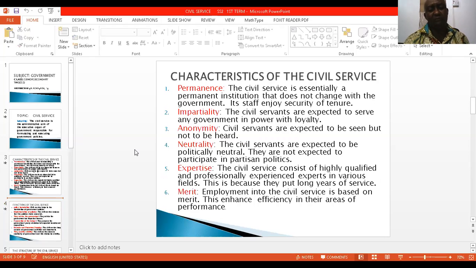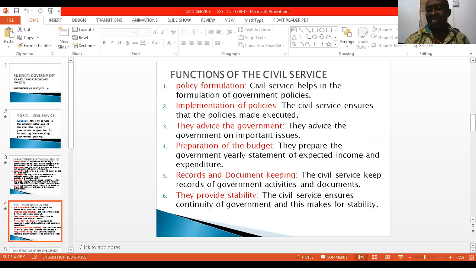They're meant to be neutral because they don't know the government that comes in power. They are the ones that serve each government, to make sure the government of the day moves forward. They help them in the implementation of policies. They guide them by giving them good advice, and so on and so forth. So these are the reasons why they cannot participate in politics, why they are in active service.